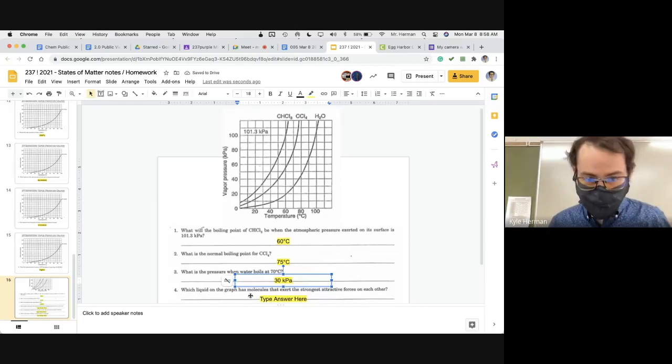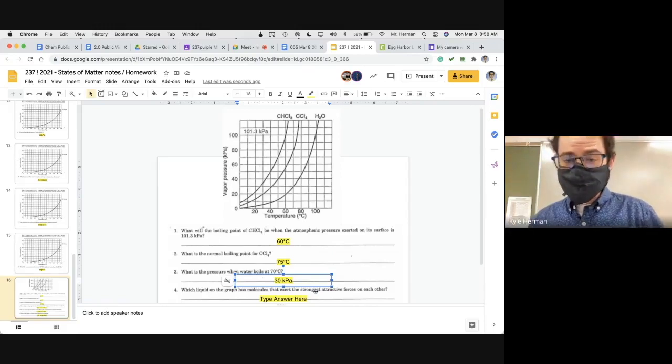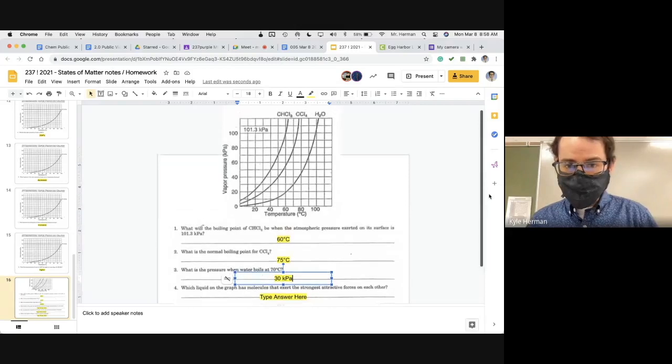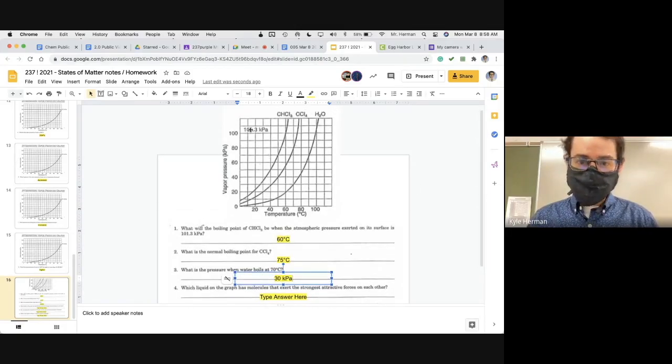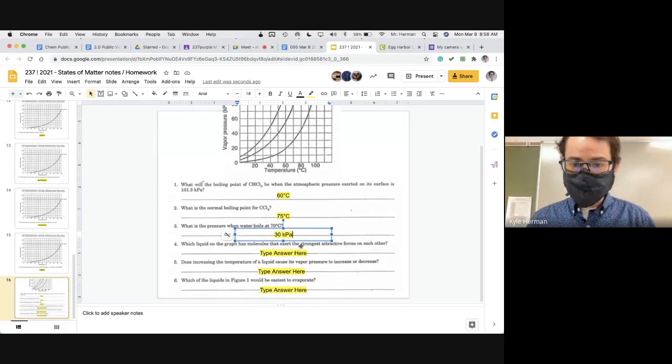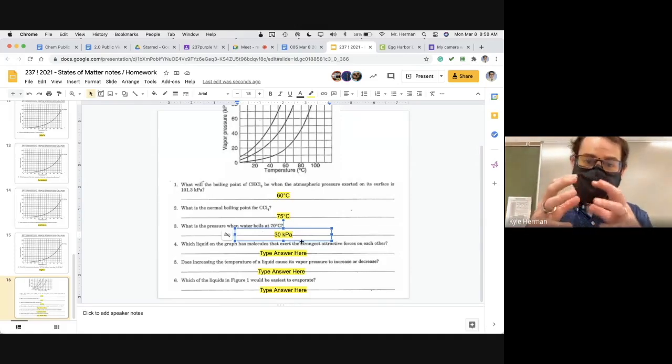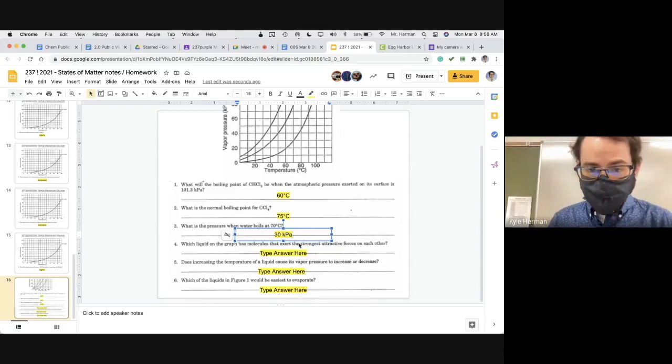Which liquid on the graph has molecules that exert the strongest attractive forces on each other? So which have the highest intermolecular forces? This goes into some stuff we talked about last chapter in bonding. If we take a look, which of these has the highest boiling point? It's water. So we can assume that water is going to have the highest intermolecular forces between them because it's holding them together so much stronger. You need to heat it up so much more to make it boil. So water would be our guess for this.